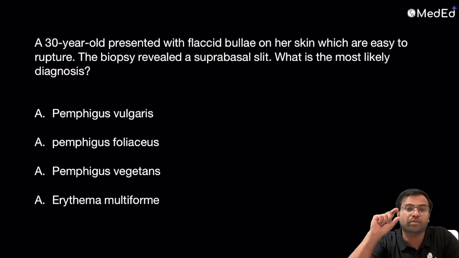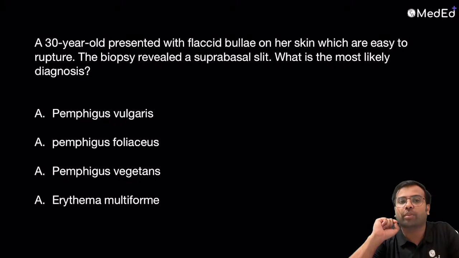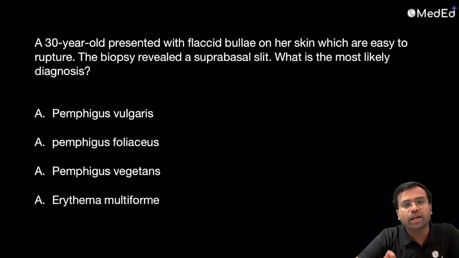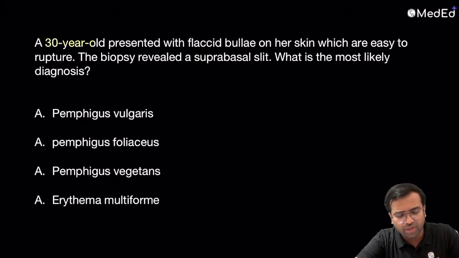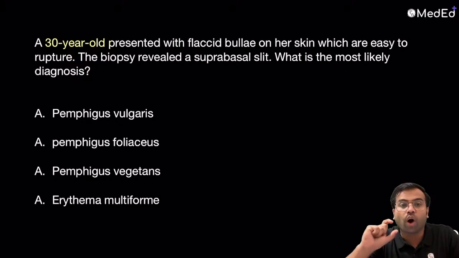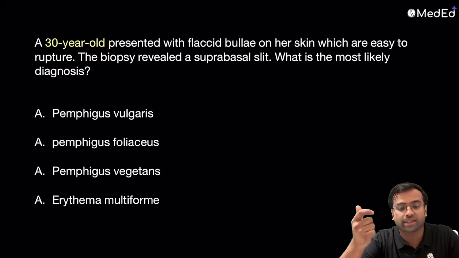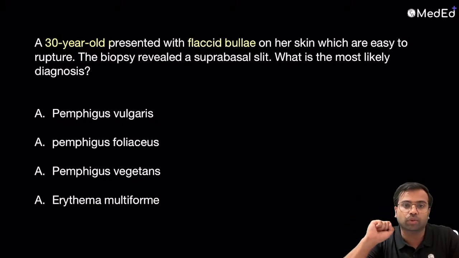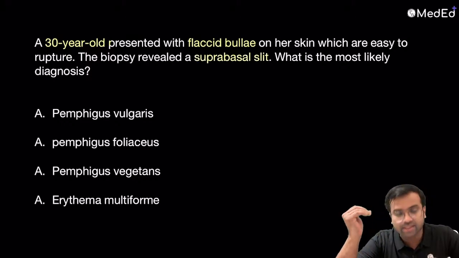And all these are very important vesiculobullous diseases. Now, how do you approach them? The key point when it comes to a vesiculobullous disease is, try to identify the key pointers. There is a 30-year-old patient. 30 years means the patient can be a young patient or a middle-aged patient. The patient is having what type of bulla? Is it flaccid or tense? The question says it is a flaccid bulla, which means it breaks very easily and is easy to rupture. And the most important finding here is the biopsy reveals a suprabasal split. So this is another key point.